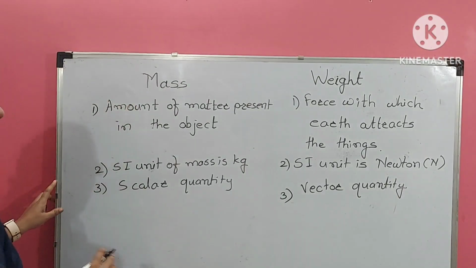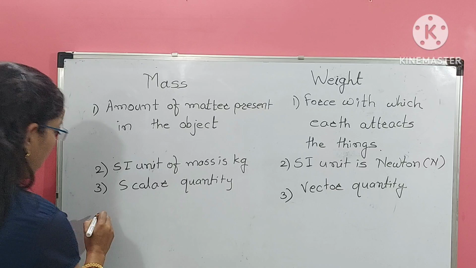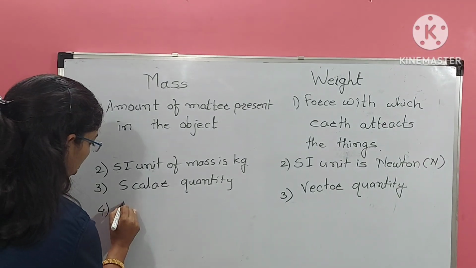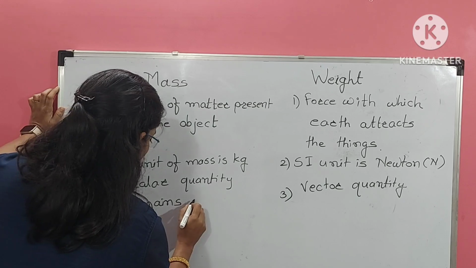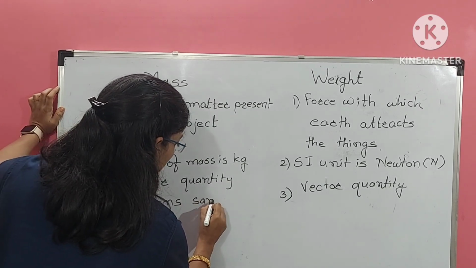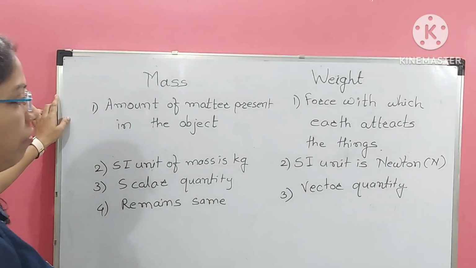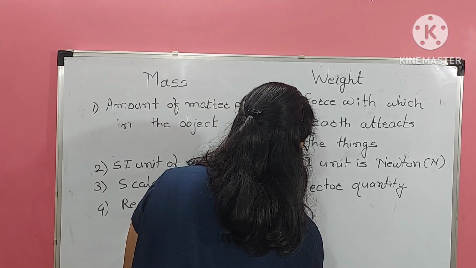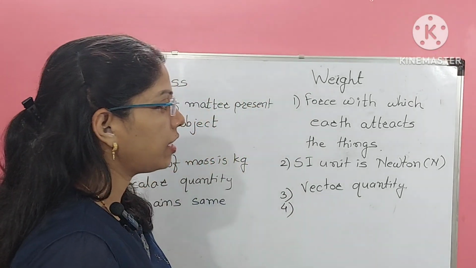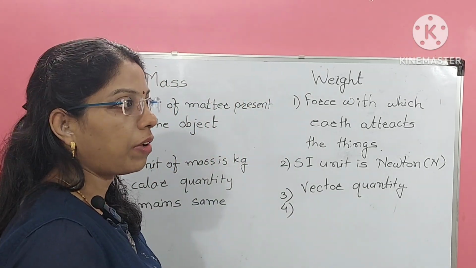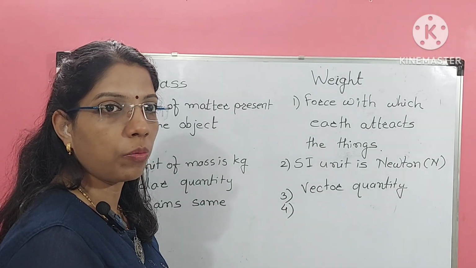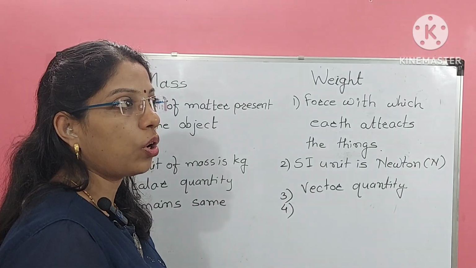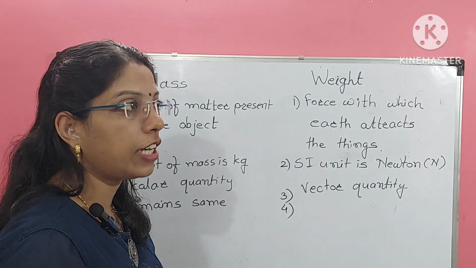Next, the last difference: mass remains the same from planet to planet. As we go from one planet to another planet, mass remains the same, but weight changes from planet to planet due to variations in the value of g. If the value of g on earth is 9.8, it is different on another planet. On the moon it is something else. So on every planet the value of g changes.